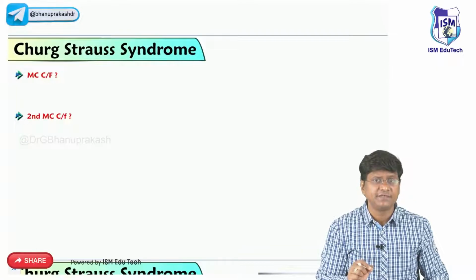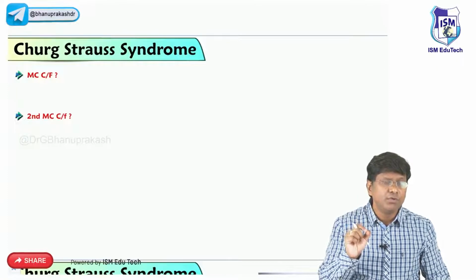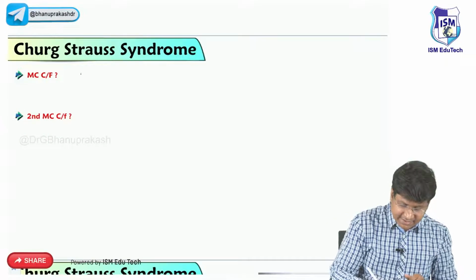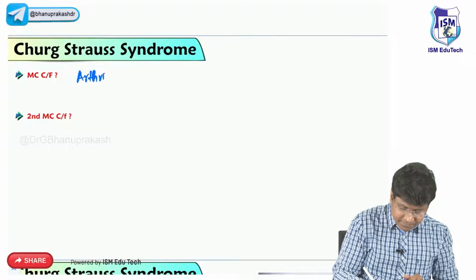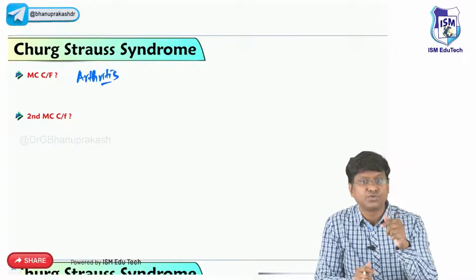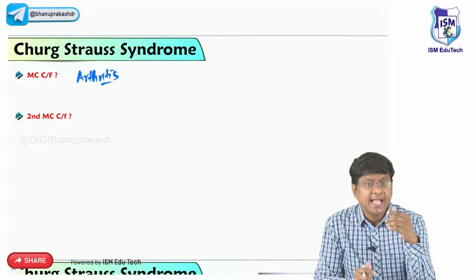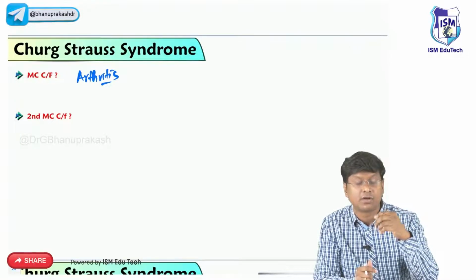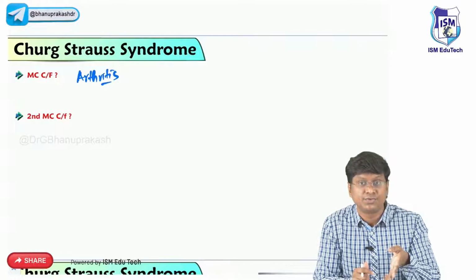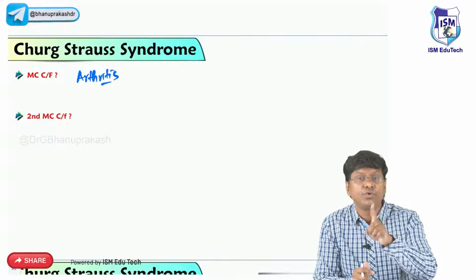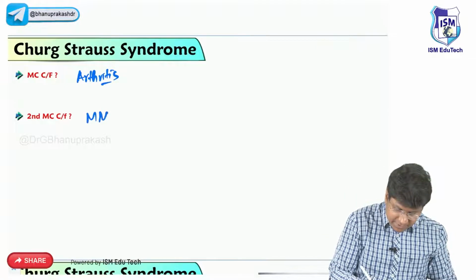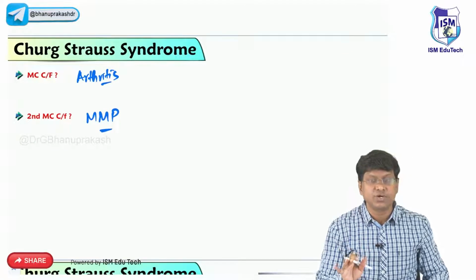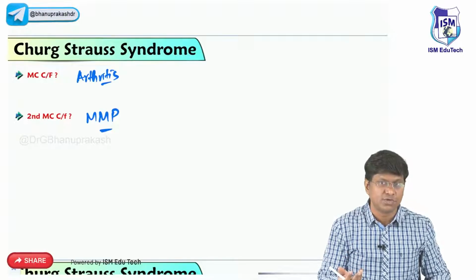Now, if you take the clinical features, what do you think is the most common clinical feature that you come across in patients with Churg-Strauss syndrome? That is arthritis, right? So arthritis is the most common clinical manifestation. And what is the second most common manifestation in Churg-Strauss syndrome? That will be development of mononeuritis multiplex. So these are the most common and the second most common manifestations.